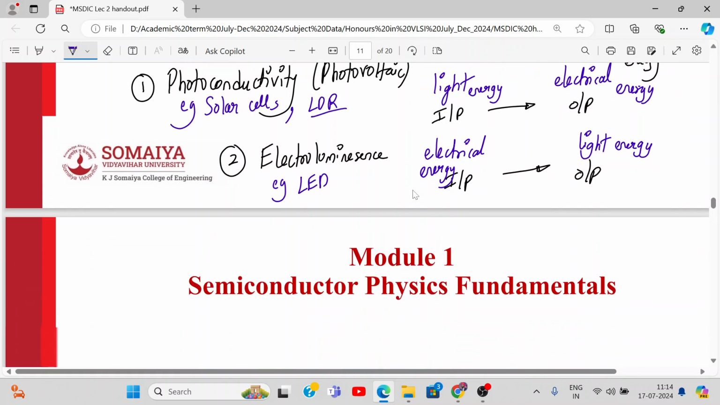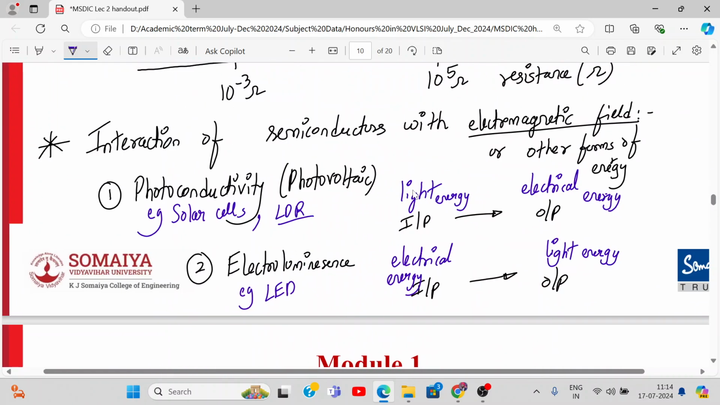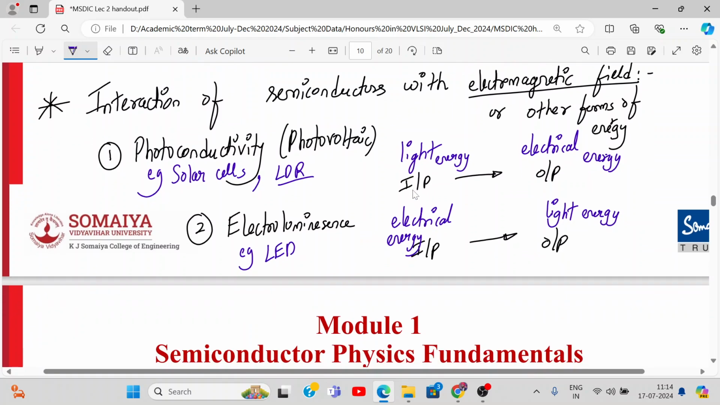So let me explain first. You have written, right? Interaction of semiconductors with electromagnetic field or other forms of energy. First is photoconductivity, and second is electroluminescence. We have photoconductivity in your syllabus. Electroluminescence, I guess we do not. I think we have it. Lasers also come into this category, electrical energy in terms of light energy.